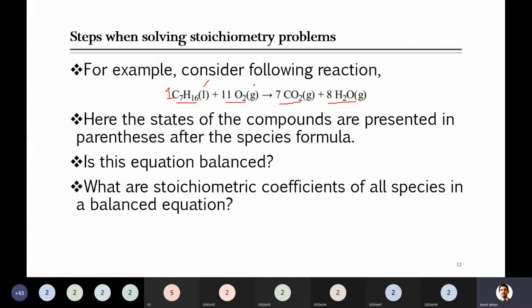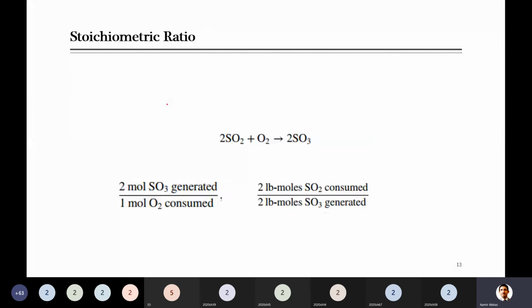What is the value of the stoichiometric coefficient of oxygen? 11. Anyone with 22? No. It is simple, 11 moles. As per the balanced equation, you have to look at that. So the stoichiometric coefficient is 11 for oxygen. And same for CO2, you can see there are 7 moles of CO2, and 8 moles of water here. So all these are the stoichiometric coefficients of these species.